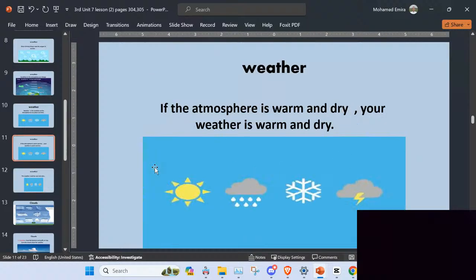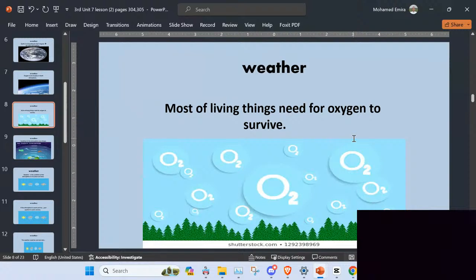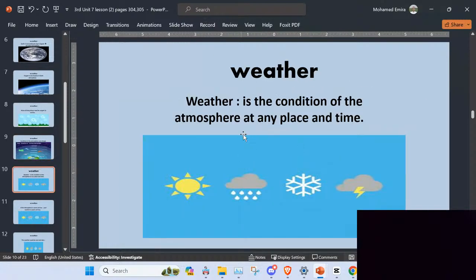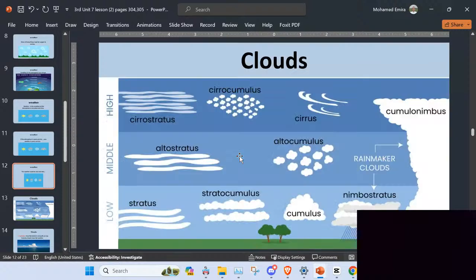So, what do we know so far? We know that we have a protective layer called the atmosphere. This layer is made of gases. These gases are important for all living things. The most important of these gases is oxygen. We have the weather. Weather is the condition of the atmosphere at any place and any time. In this topic, in this PowerPoint, we are going to focus more on the clouds. Let's focus on the clouds.